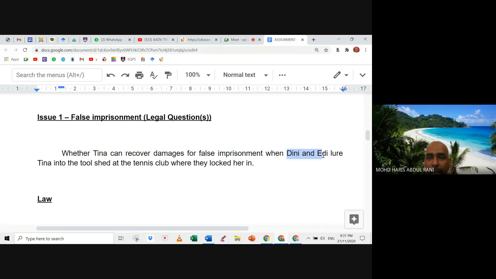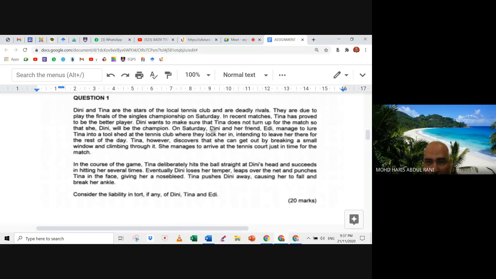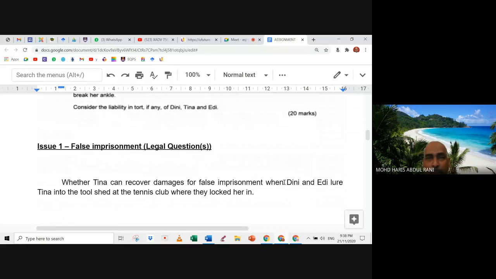So kalaulah Dini dengan Eddie ni, they are acting together. Tengok soalan. Dini and her friends, Eddie managed to lure. Okay. So dia ada N dekat sini. So this is one problem. So one problem of these two doing something, right? So jadi these are the potential defendant.